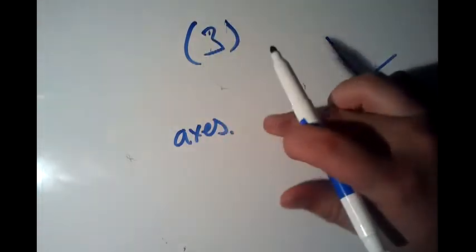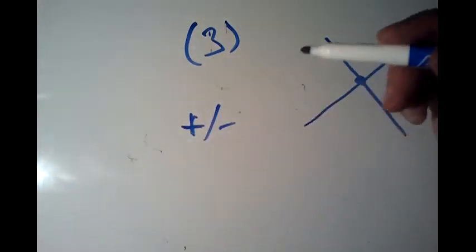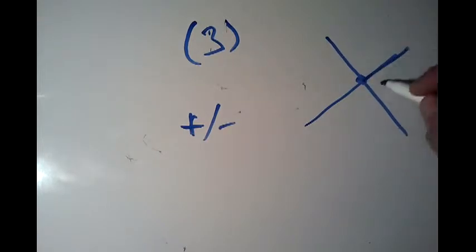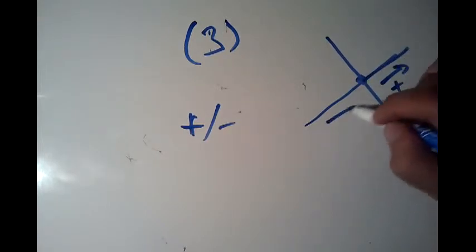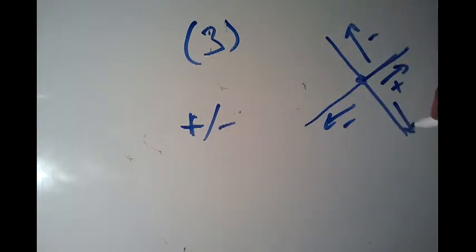The third thing we need is a positive and negative relative orientation for the axes. I'm going to call this positive on this axis, and this is going to be negative on this axis. This, for fun, will be negative, and this will be positive. So I have defined those.